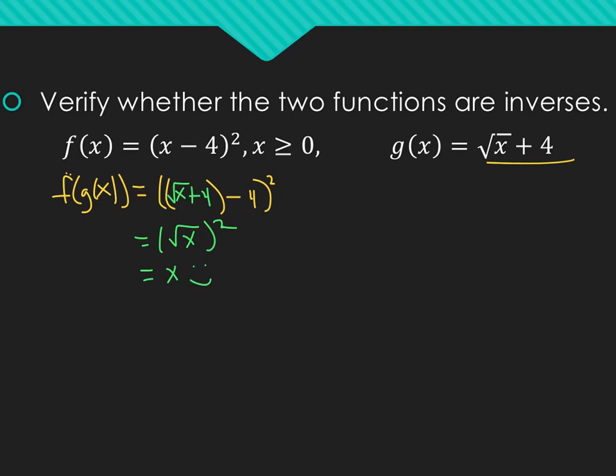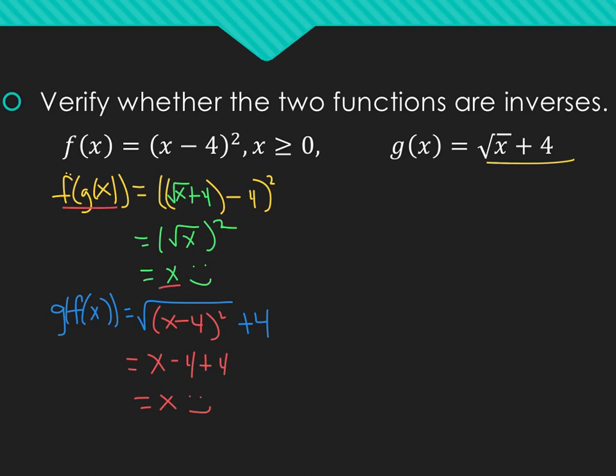And remember, the second thing we'll do is g of f of x next. This time we'll write the g function and leave the x spot empty. And what we'll do is put all of f underneath that radical. Remember, when you square root a square, it just undoes itself. So we'll have x minus 4 plus 4, which is just x. And again, because we had f of g of x equal x, and we had g of f of x equal x, we can say they are inverses.